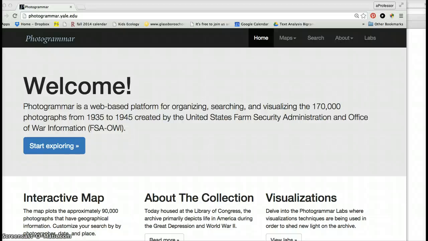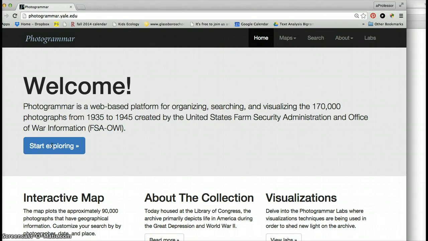Welcome to How to Use Photogrammer, an amazing database of over 170,000 photographs taken from 1935 to 1945, all of which are in the public domain because they are owned by the government. Click here to start exploring.